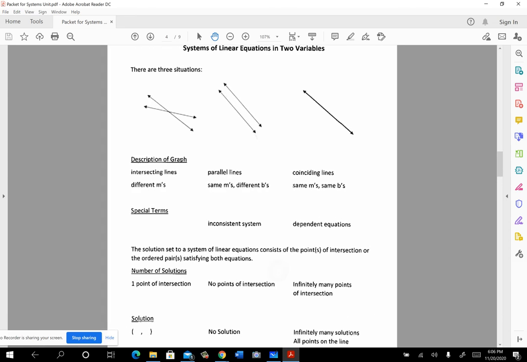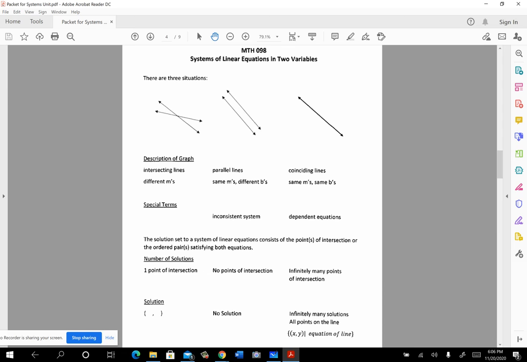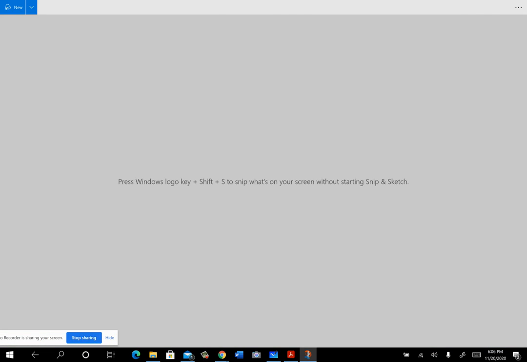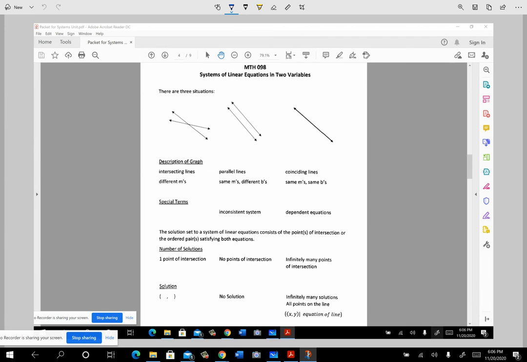We can make it a little smaller. Because I can't write on my PDF, I'm going to snip this so I can write on it. I want you to add a little bit to that notes page. I gave you a packet in class because I really want you to write some notes to yourself on these. All right, so this is the situation we just had.